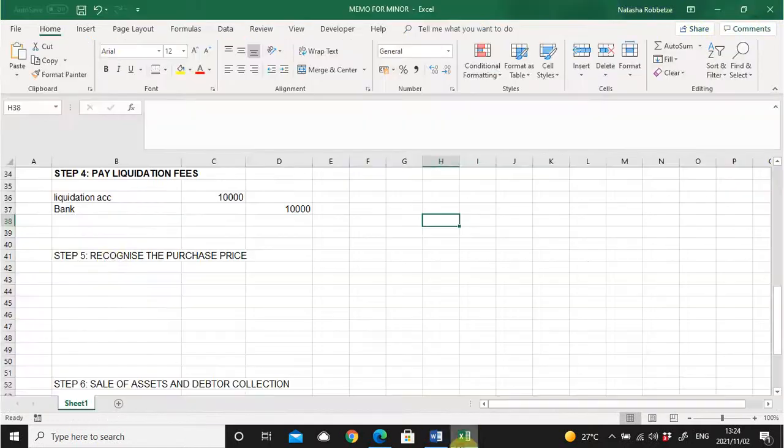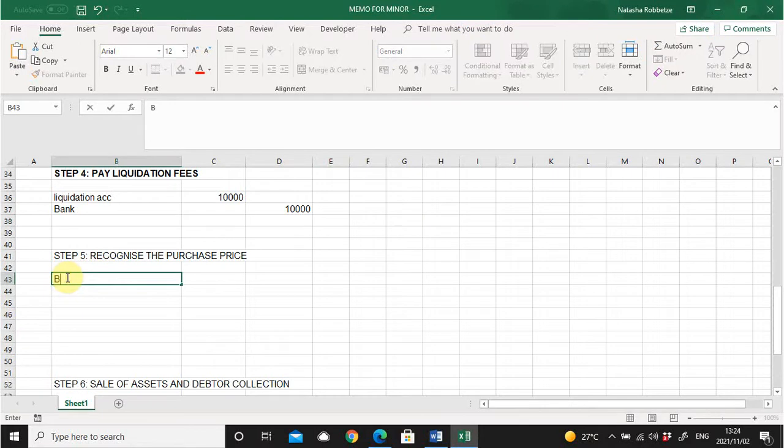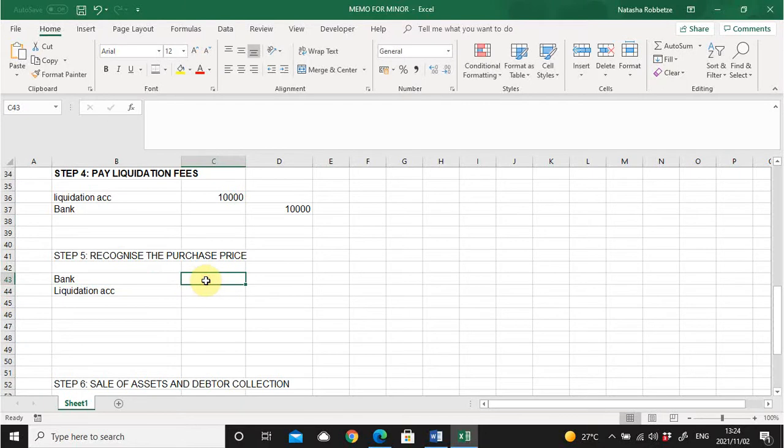Then going back to the memorandum, I'm going to say for the purchase price, Mega is paying money to us, so the bank account increases, and we put it against our liquidation account. And that was 642,000.